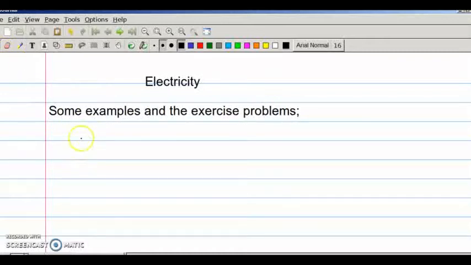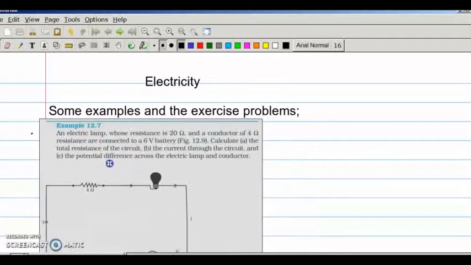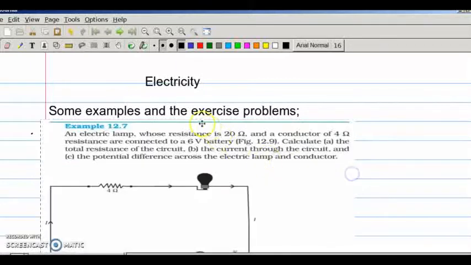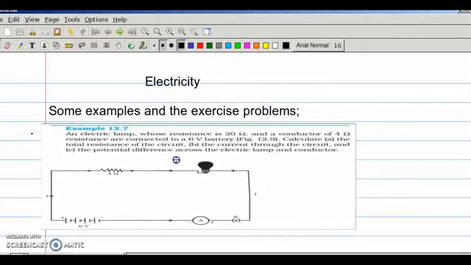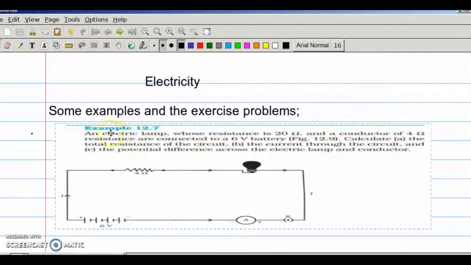Some of the examples we have already worked, and this example, follow carefully, children. So we're going to work this example now. That is the example, and you can see the example here on the screen, children. So what is that problem telling?